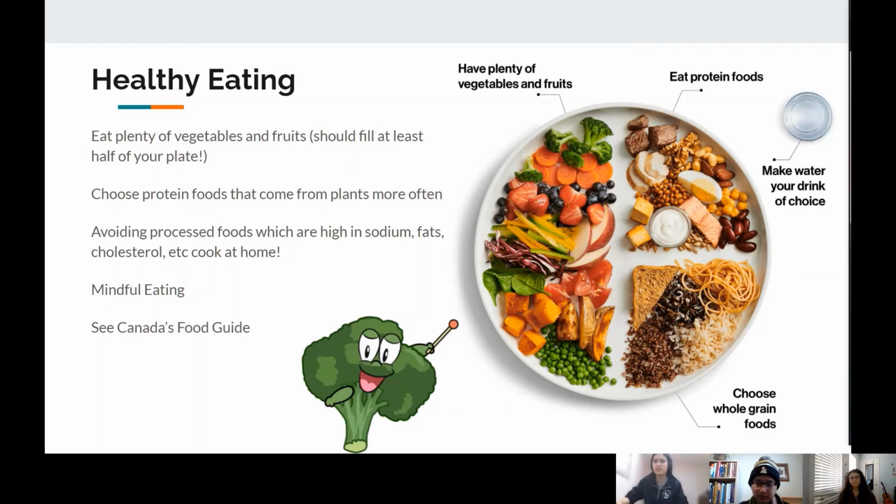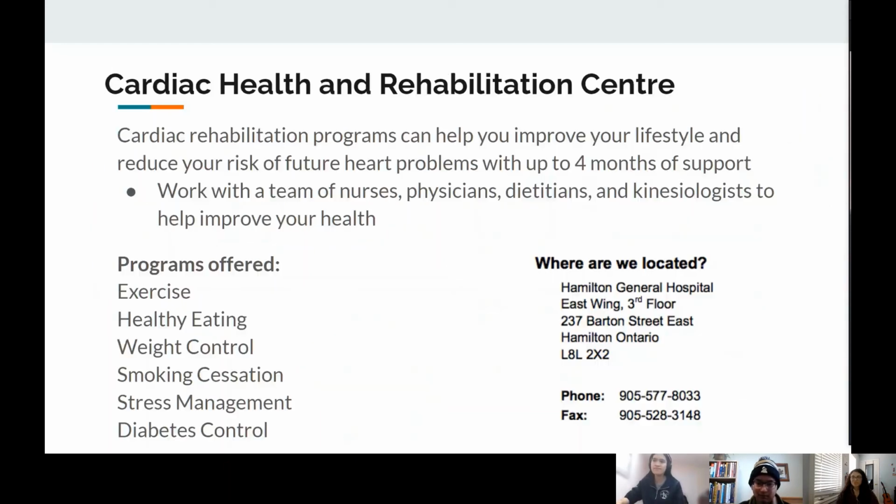And another thing that I wanted to mention is mindful eating. And so this is the idea that whenever you're eating, you should be very present in whatever you're doing. This means avoiding watching TV when you're eating, and make sure that you take in and you really experience the food and how you feel with what you eat. And so we recommend that you look at Canada's Food Guide, because this is where all this information comes from, and it's a very good resource to help you on your healthy eating journey. So those are all important things to keep in mind in terms of managing congestive heart failure.